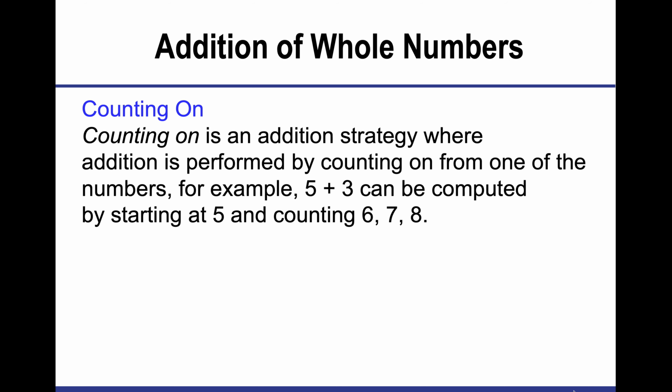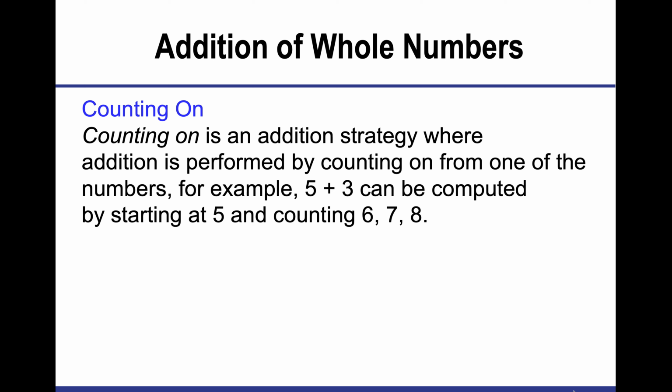So if I'm looking at the addition of whole numbers, counting on is an addition strategy where addition is performed by counting on from one of the numbers. So for example, 5 plus 3 can be done by showing 5 fingers. So you're counting on 5 and you're adding 3 fingers to get to 8.